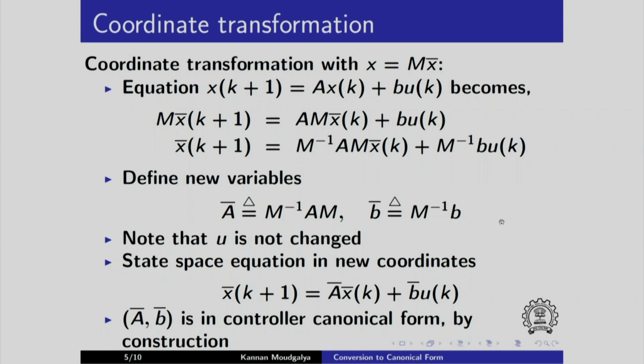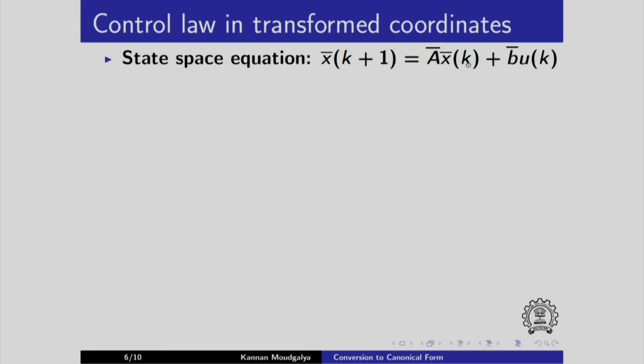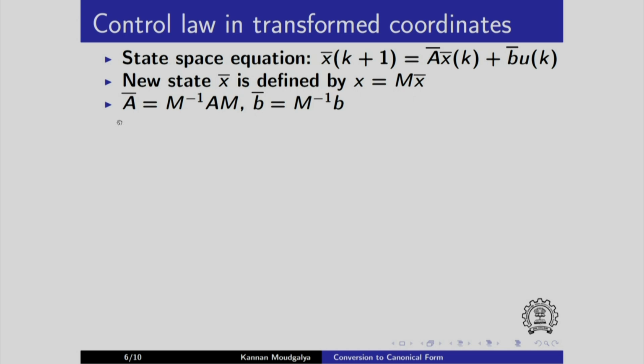We will postpone this to a later video. For the time being, let us assume that we have indeed got A bar and B bar in the required form. So we have the transformed coordinate state space expression. Everything has this bar except this u, as I mentioned earlier. The new state x bar is defined by x equals M x bar using this coordinate transformation matrix M. This is how we define A bar and B bar.